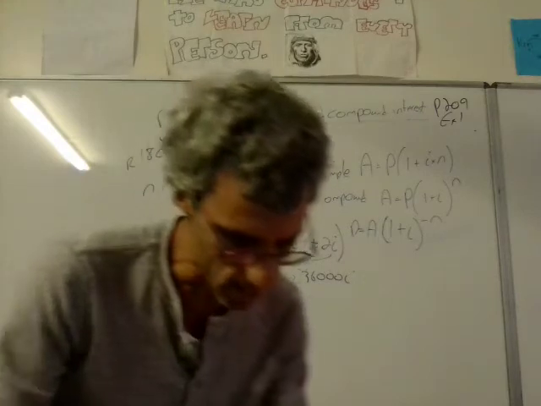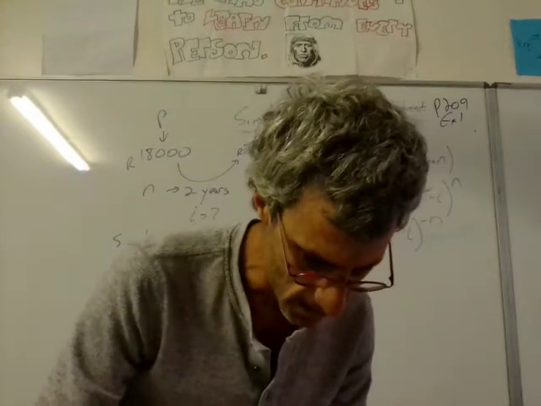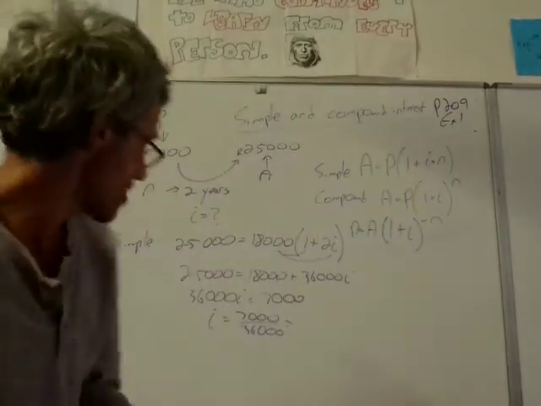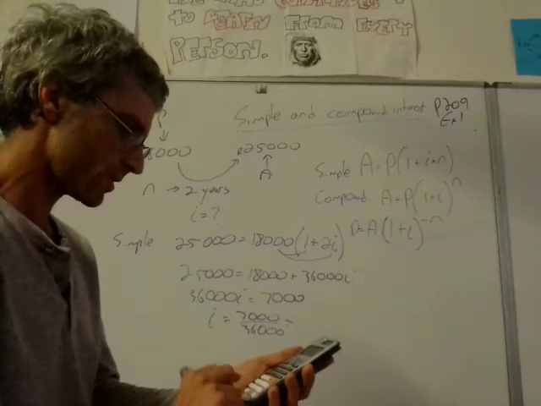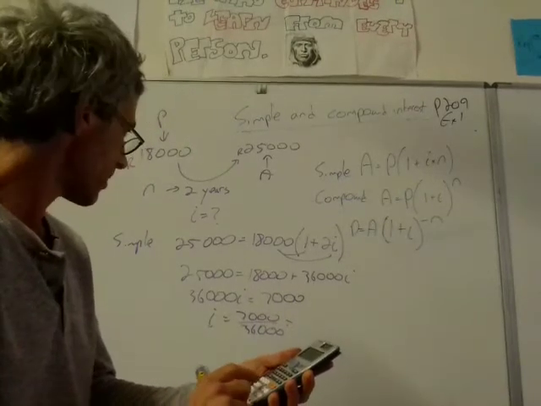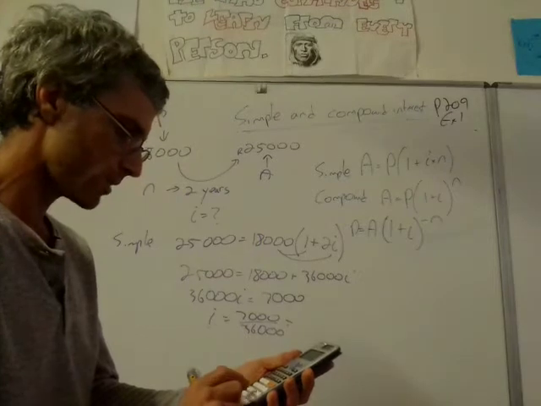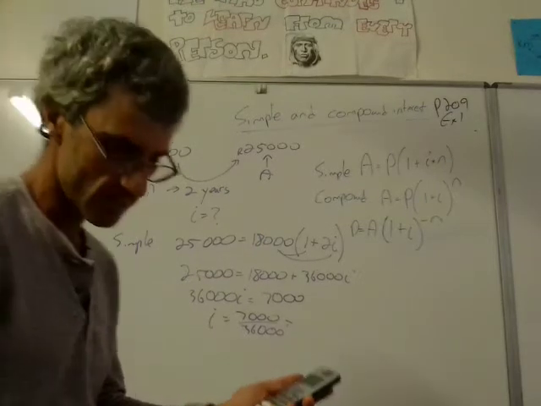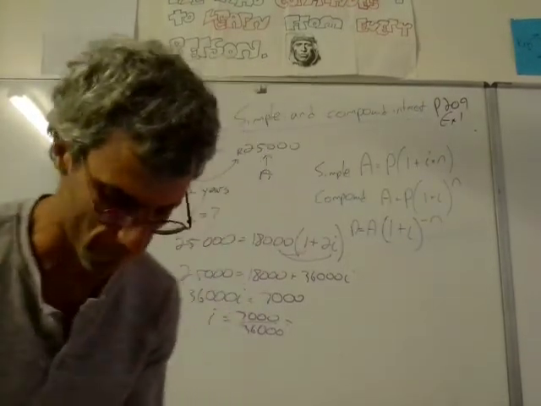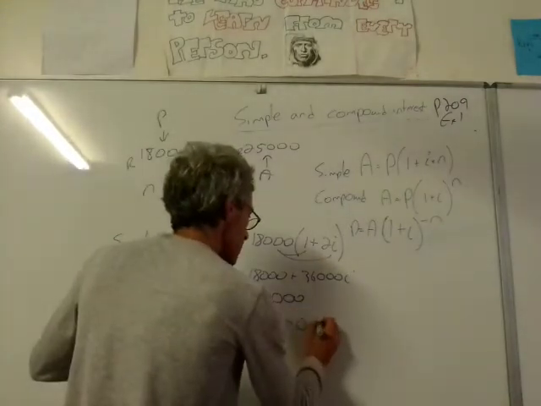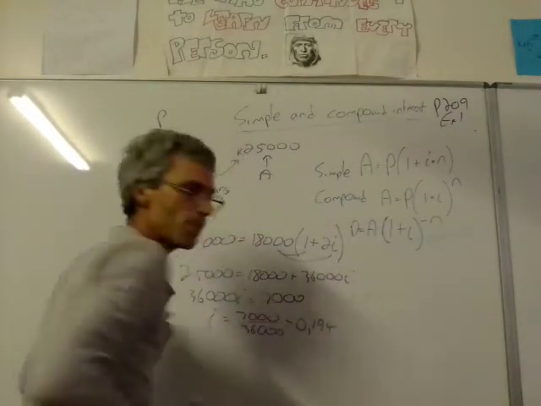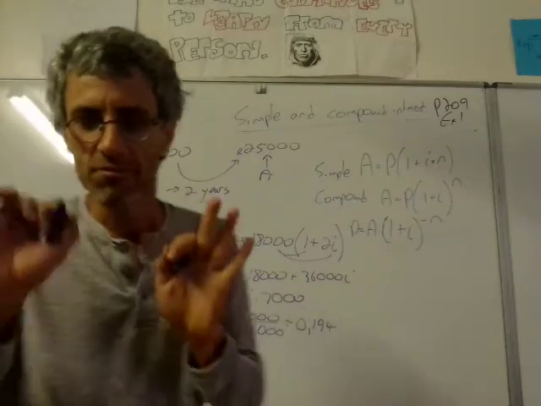We'll get the calculator. 7,000 divided by 36,000. I'm getting 0.19. That's perfect. 0.194444444. Now here, something not exactly new.